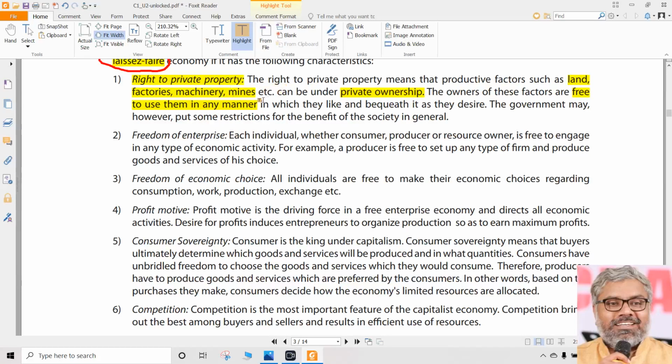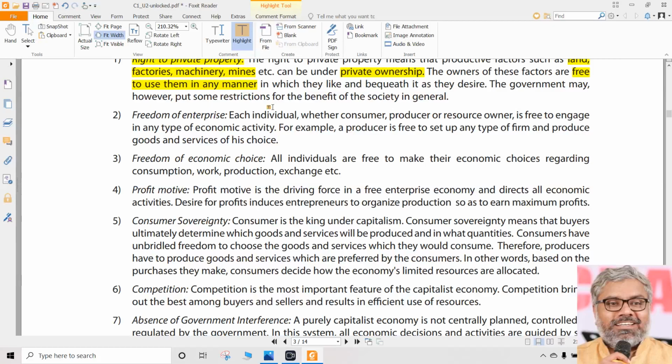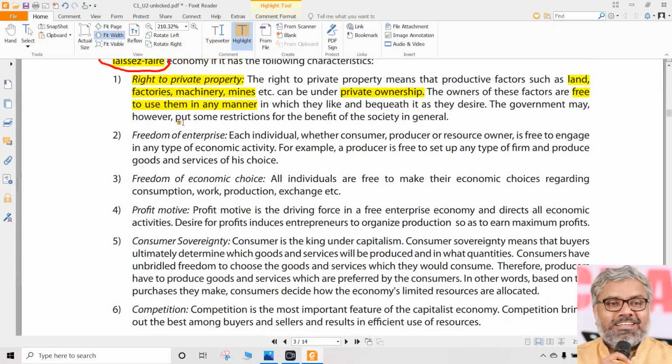No. Government will put restrictions. Don't think I have a private property means I can do any illegal activity on that private property. That is not possible. There will be rules, there will be acts, statutes, regulations. Those will be there even in capitalist society also from the government. However, under normal circumstances, government does not interfere.